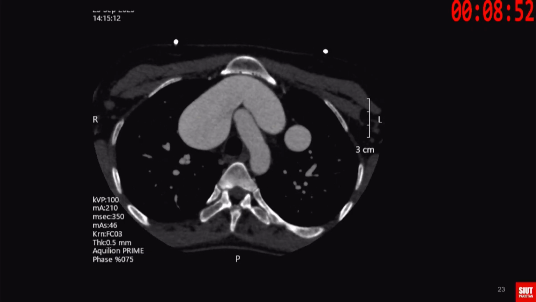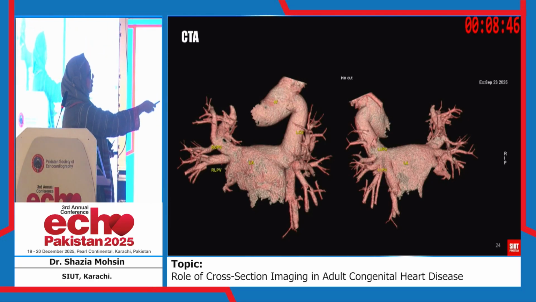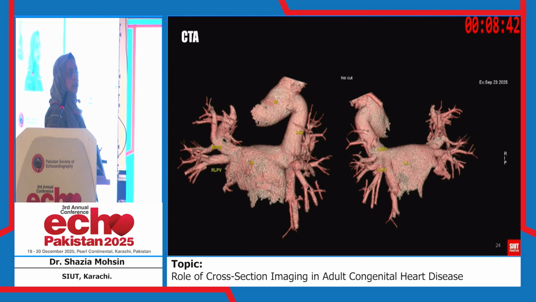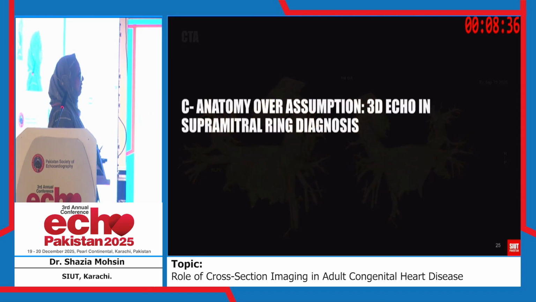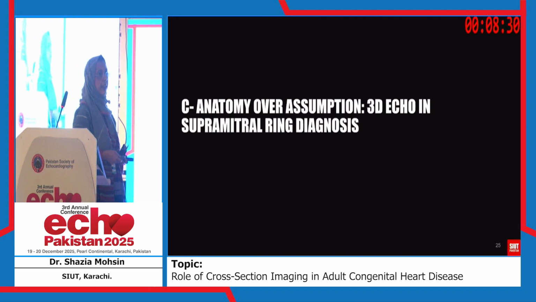So this was a persistent levocardinal vein in which you can see the right-sided veins and the left-sided veins opening into the LA and then connected to the levocardinal vein. The surgeon partially ligated the levocardinal vein, and the patient is doing fine. So: anatomy over assumption, 3D echo and supramitral ring diagnosis.